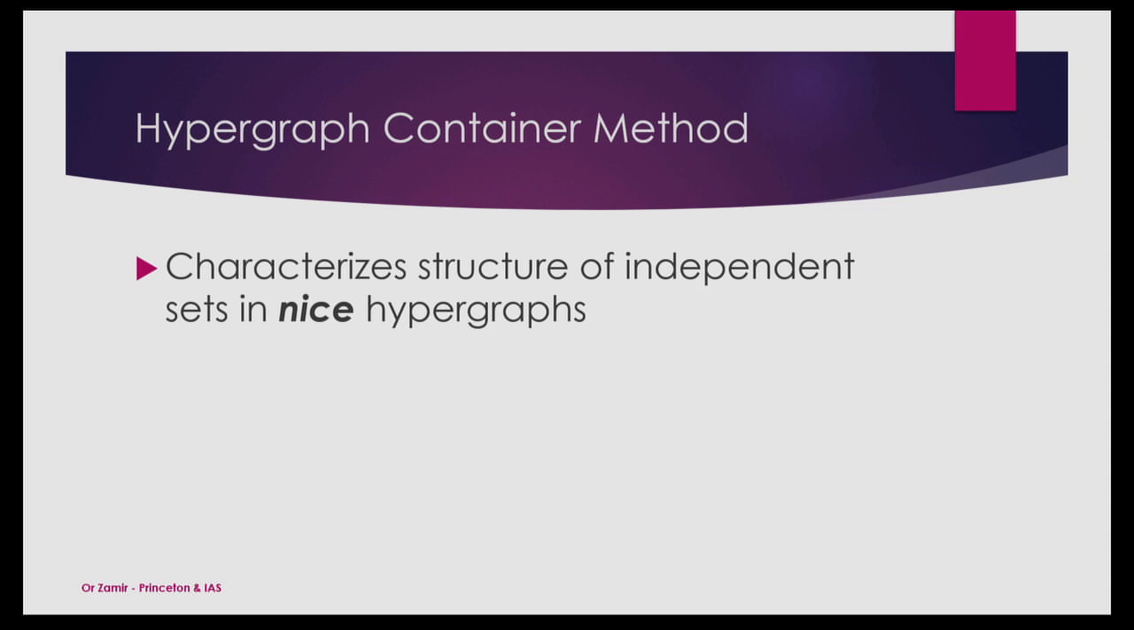So what is this hypergraph container method? This is basically the following statement. This is some characterization of how the family of independent sets can look in a nice hypergraph. So nice would mean symmetric in some way. But we want to say something like, if I have a symmetric enough hypergraph, then it can't be that the collection of independent sets is completely arbitrary. What is an independent set in a hypergraph? This is just a set of vertices that doesn't contain a full edge or a full hyperedge.